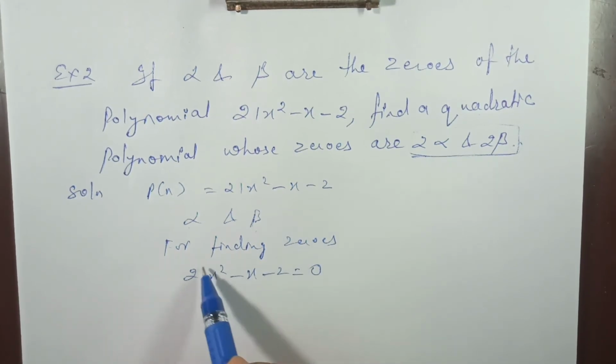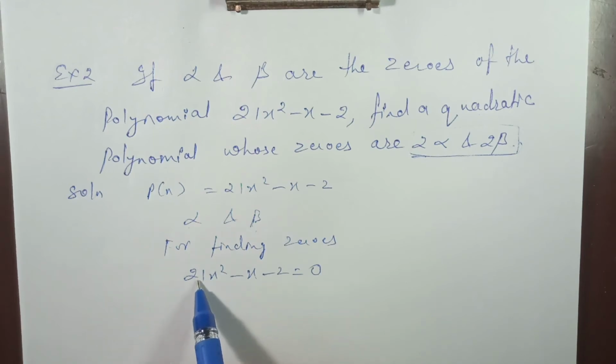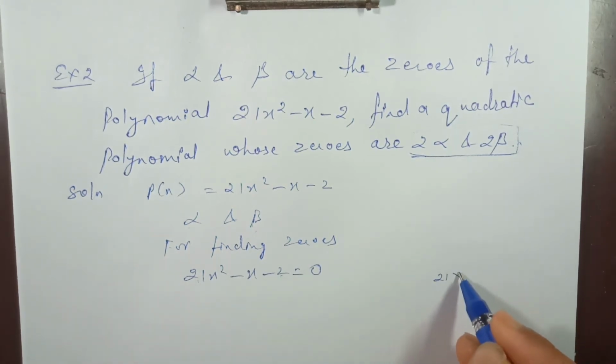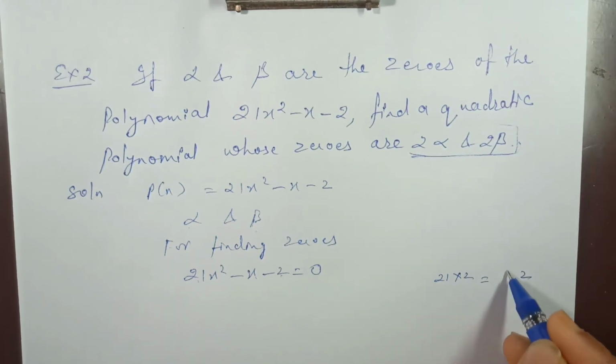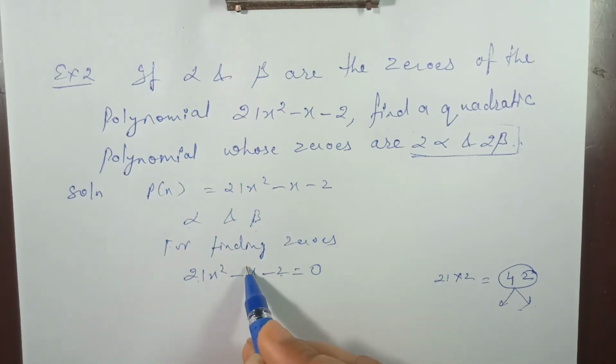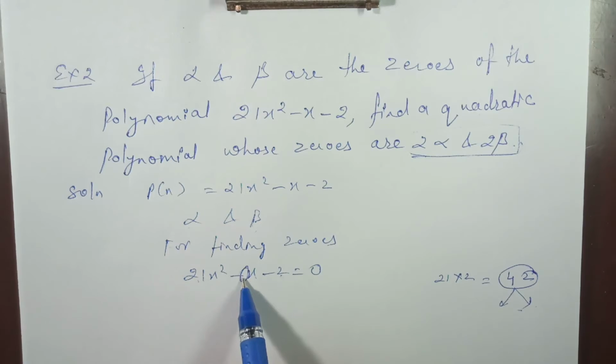We know the process of finding the zeros. We multiply the coefficient of x square and the last term, and on the basis of that multiplication we will get a number. Let us multiply. 21 into 2 will give 42. Now we have to find all possible factors of 42, and using those factors we have to find the coefficient of the middle term. The coefficient of the middle term over here is 1.